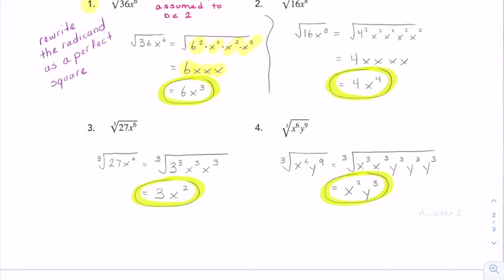Same thing for a cube root. Number 3, we have the cube root of 27 times x to the 6th. So break it down into groups of 3. 27 can be rewritten as 3 cubed. And x to the 6th could be 2 groups of 3, x cubed times x cubed. When you simplify it, only 1 comes out. So the cube root of 3 cubed is 3. The cube root of x cubed is x. And the cube root of x cubed is x, giving you 3x squared.